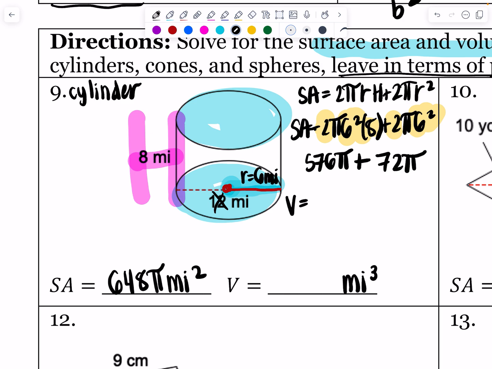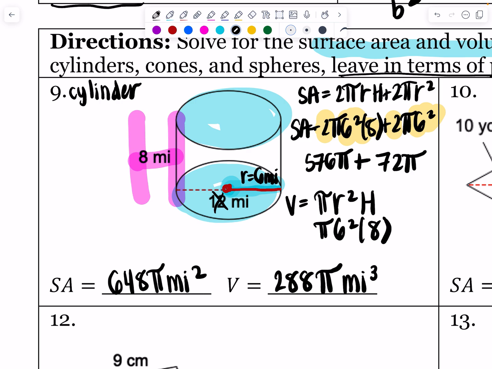So what is my volume formula? My volume formula is just going to be its base times its height, which is going to be pi r squared h. Okay, so that's going to be pi times 6 squared times my height, which is 8. So I'm going to type in 6 squared times 8. That gives me 288 pi miles cubed for my volume.